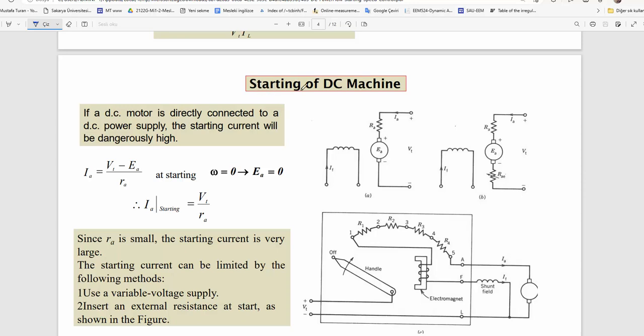Let's discuss starting of a DC motor. In fact, almost all motors have starting issues. During startup, many motors draw overcurrents, inrush currents. Let's discuss it first. For example, assume that we are having a DC shunt motor.